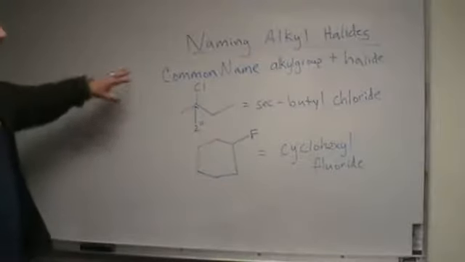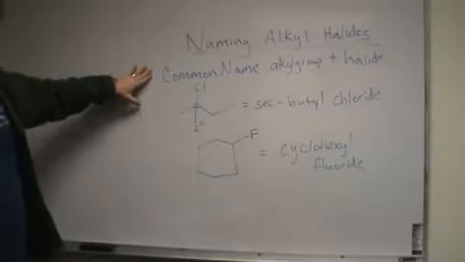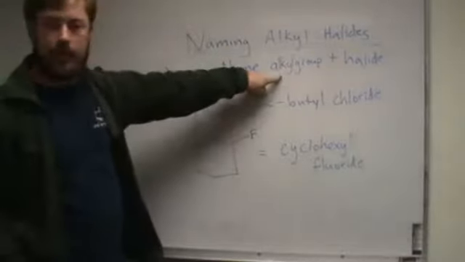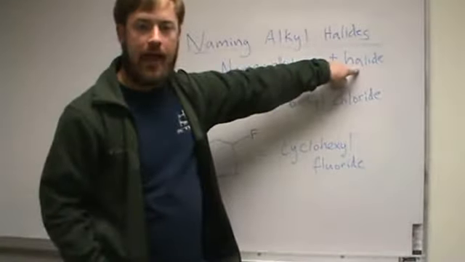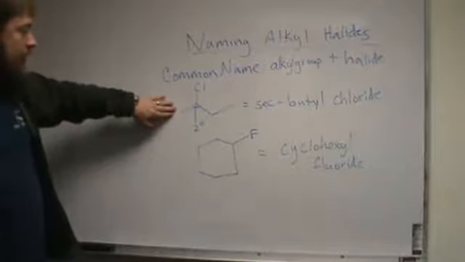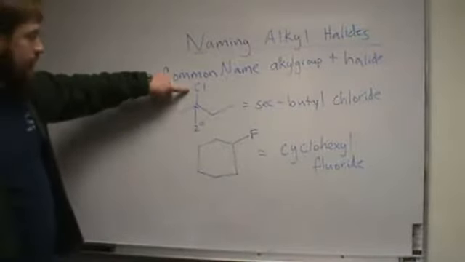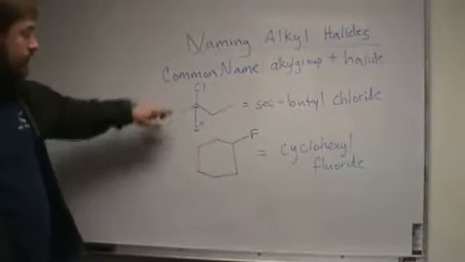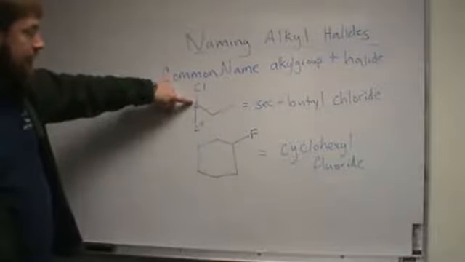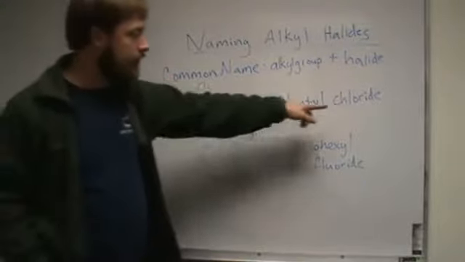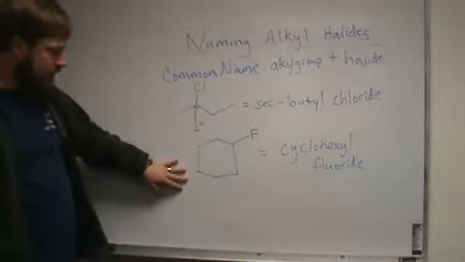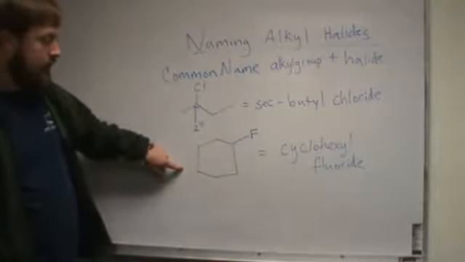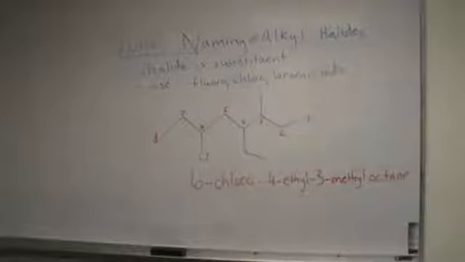But to continue with naming, just starting with the common names for alkyl halides. We name an alkyl halide the common way by simply stating the alkyl group and halide. For example, the top one here, we have a chlorine substituent, an alkyl chloride. This is 1, 2, 3, 4, so it's a butyl group, but the chlorine is attached to the secondary carbon, so it's sec-butyl chloride. And then on the bottom, we have the fluorine, an alkyl fluoride, directly attached to a cyclohexane ring. So we would simply call this cyclohexyl fluoride.